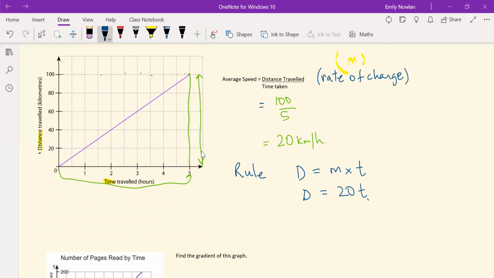So if I am traveling for 1 hour, 1 times 20 gives me 20. Does that work after 1 hour? Yep, my answer is 20. Or if it was 3 hours, 20 times 3 would be 60, and you can still see that works. So if this person continued, I must be getting a bit tired if you're on a bike, and was traveling for 7 hours, you could still see that 7 times 20 would be 140. You could work out beyond the graph how far they traveled.